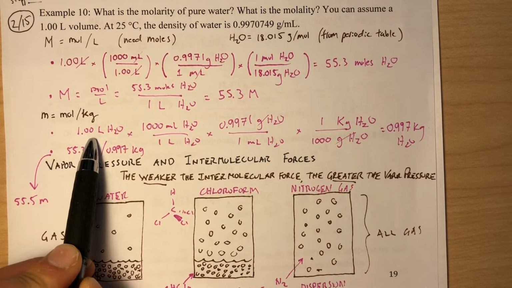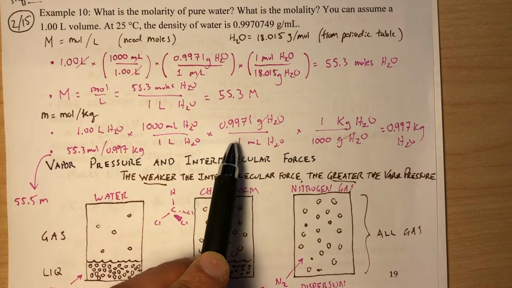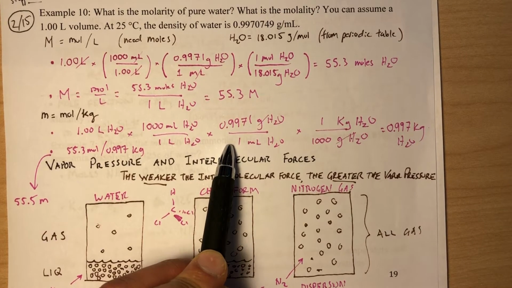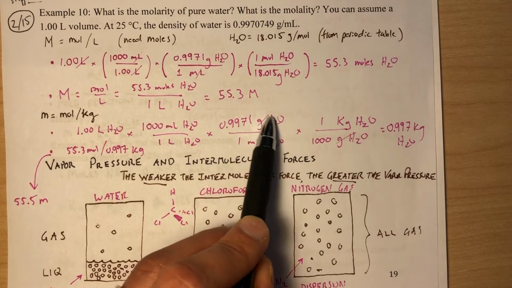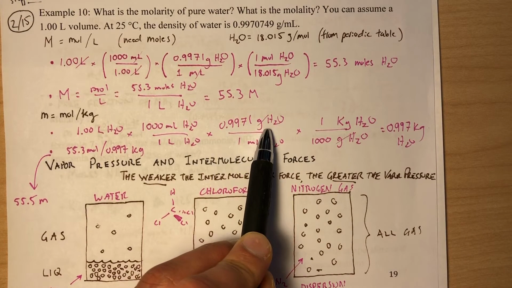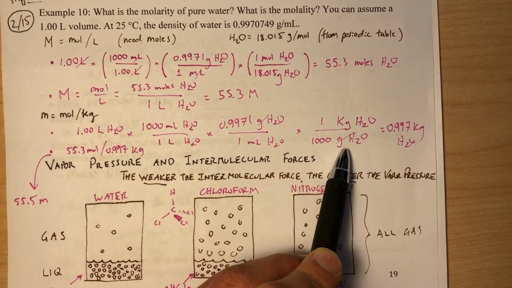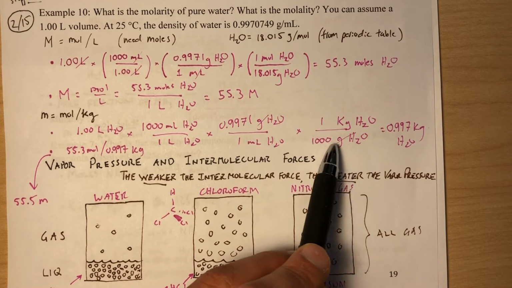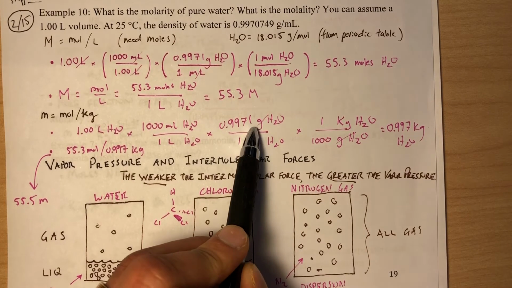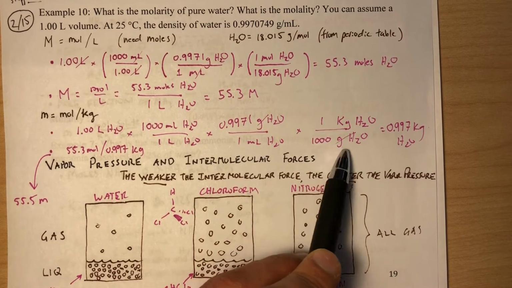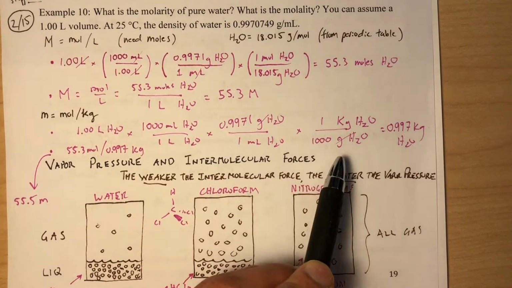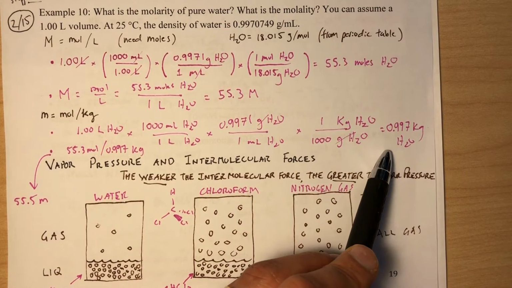We take that 1 liter of water, multiply by 1,000 mils per liter, and then multiply by our density, 0.9971 grams per milliliter, and we're left with, so far, grams of water. We then convert from grams to kilograms by doing 1 kilogram is equal to 1,000 grams. Again, if you're ever unsure, we must have our grams in the denominator so that they can cancel with our grams in the numerator over here. And the 1,000 goes with grams because there's 1,000 grams per 1 kilogram. We do that math out and we end up with 0.997 kilograms of water.